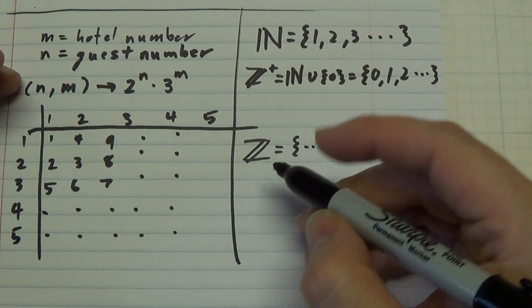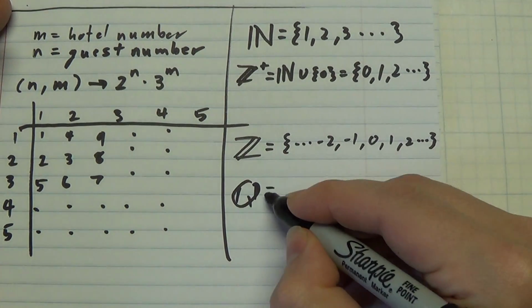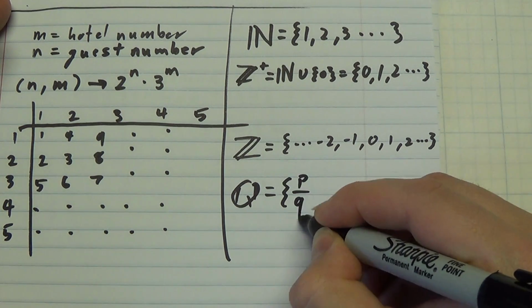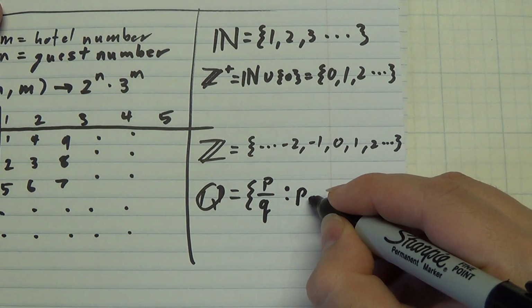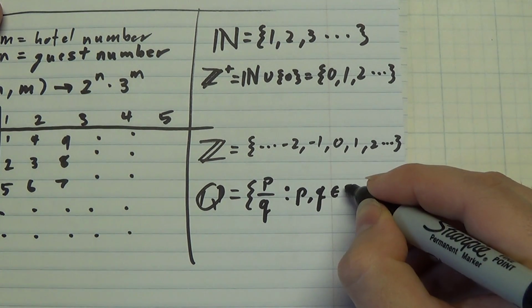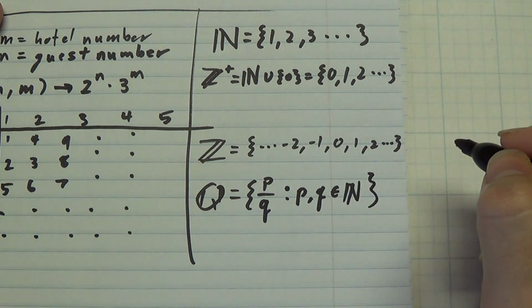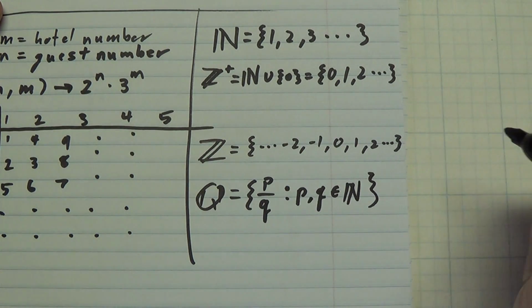So the set of fractions, called Q for quotients, is the set of all p over q such that p and q are elements of the natural numbers. Well, that's not exactly right. They should be elements of the integers, but this can be extended to negative numbers as well. Just think of going around in a spiral.